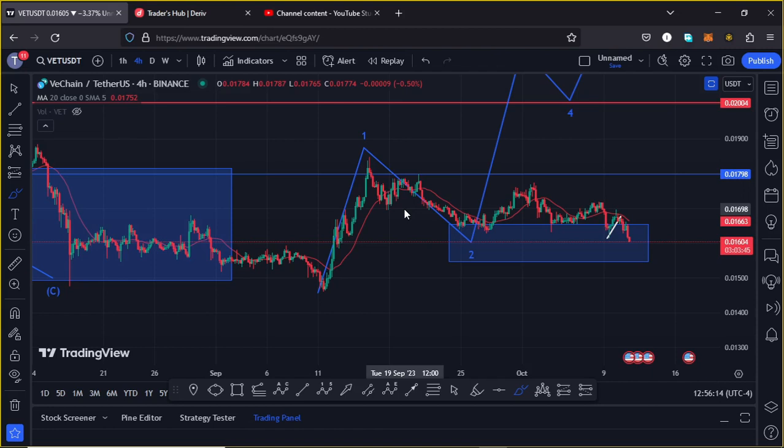And those are my breakdown target areas. So let's be patient and see how that plays out, and I will be keeping you up to date.